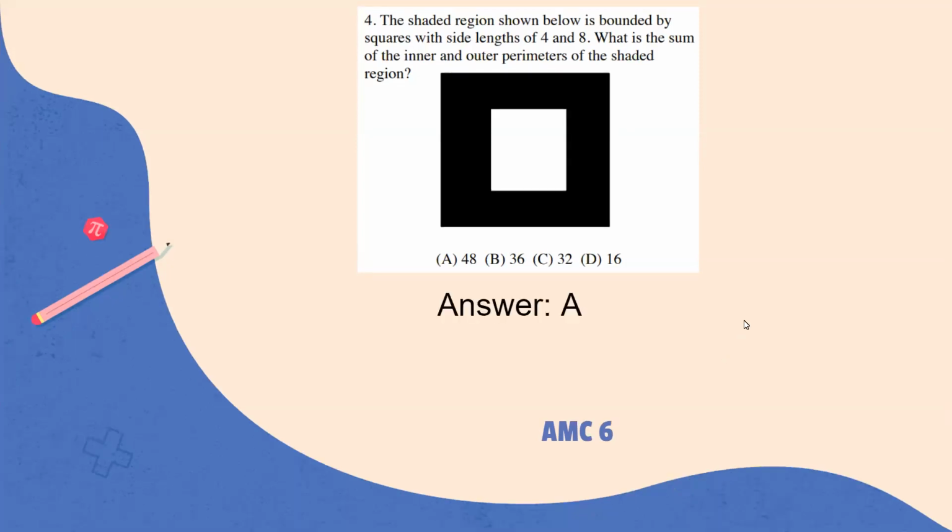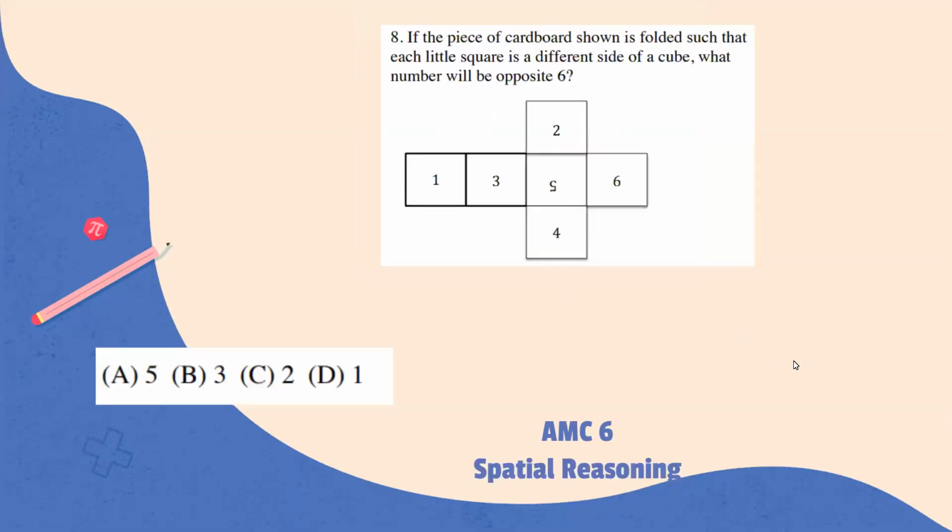Alright, so all of you got the answer right. It was A. Next we'll be doing some spatial reasoning from AMC 6. So you have a piece of cardboard here, and if you fold each side, it'll turn into a cube, right? Has everyone seen this pattern before? And then after you fold the shape into a cube, I want you guys to figure out what number will be opposite from 6.